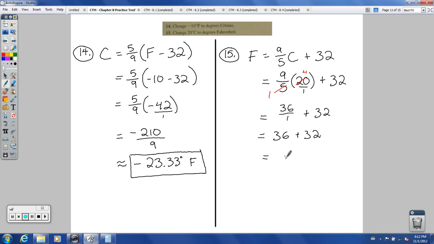And so we add 36 and 32. And like I expected, I looked at the other table before, and it was 68, and we got the same thing. So 68 degrees Celsius.